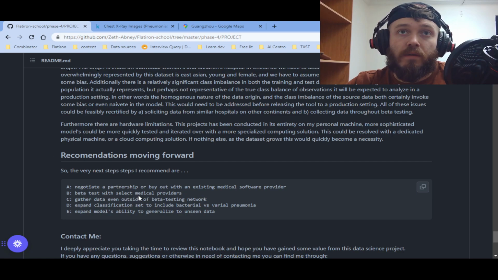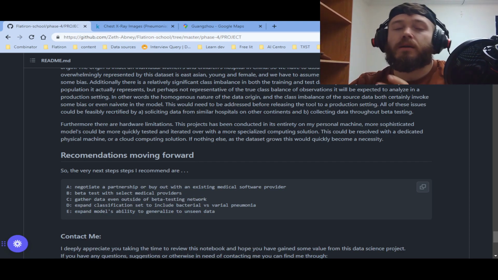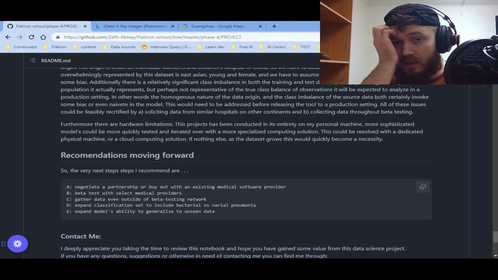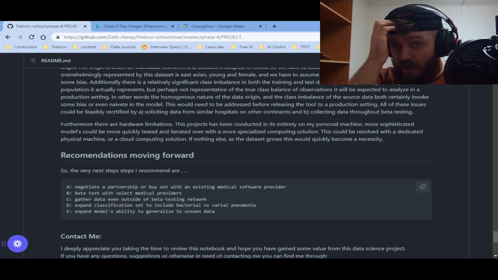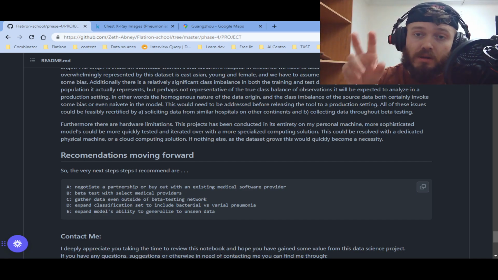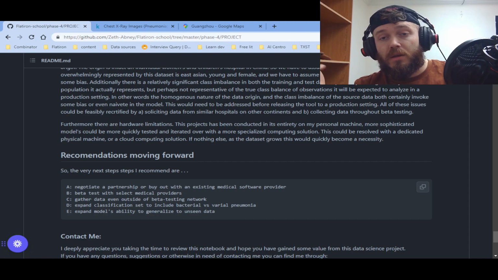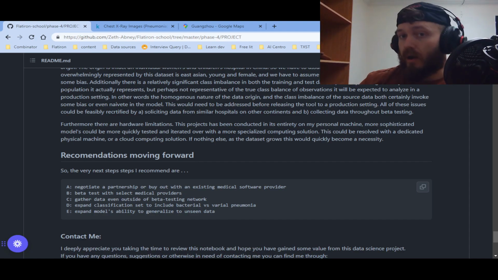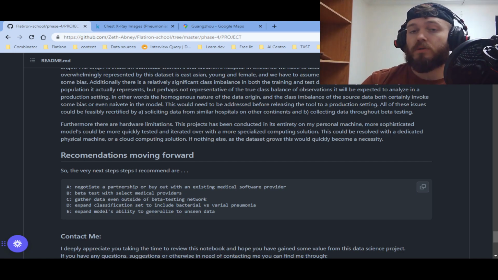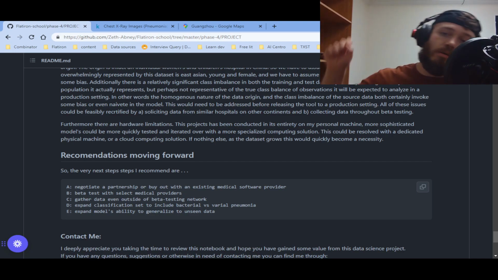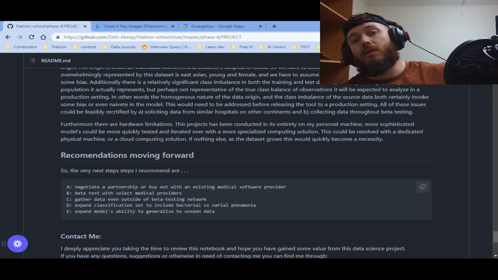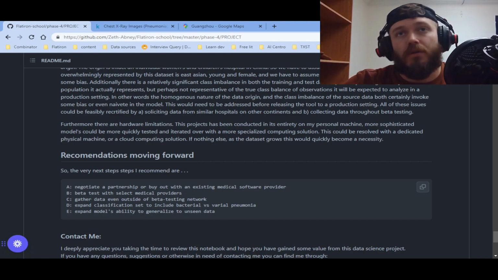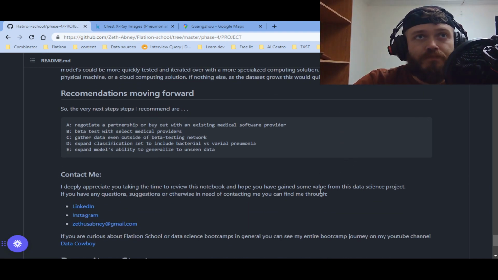Gather data even outside of the beta testing network. So the idea is that when you beta test it with these select offices, all the images they're using it on would be collected and then used to expand the data set, right? But also we want to go get those Australian and West African and North Asian and all these other different data sets.